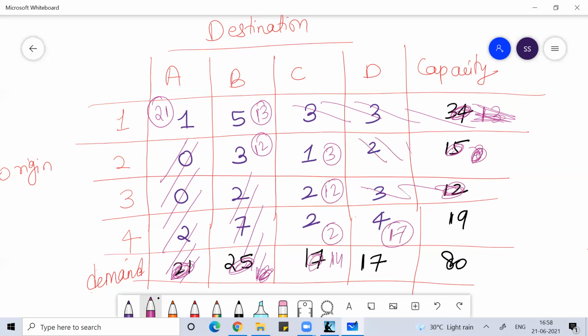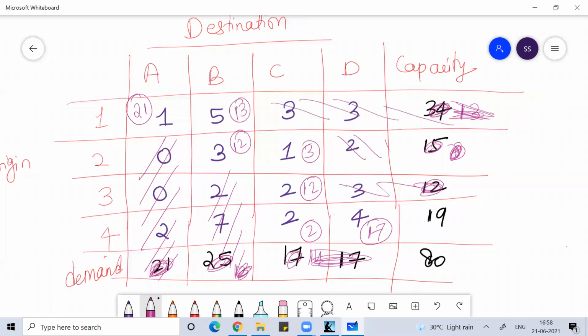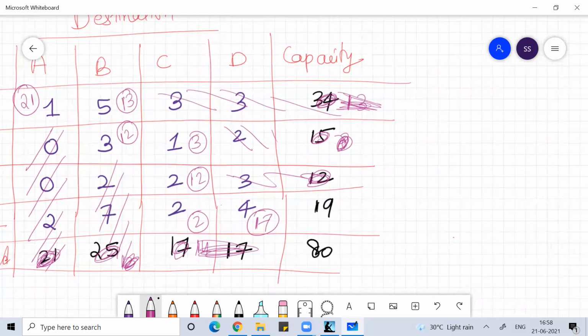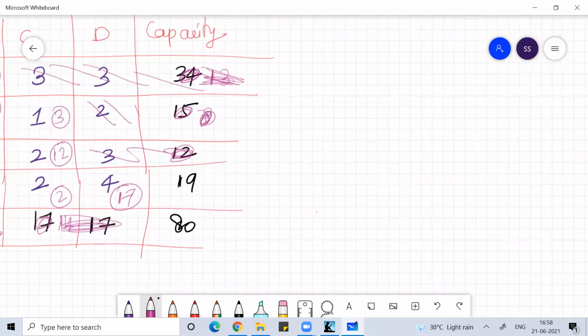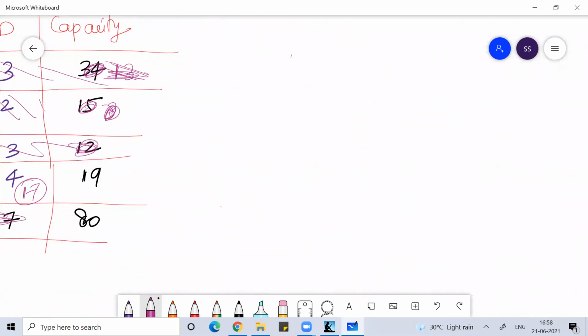Here also you have 1, 2, 3, 4, 5, 6, 7. I think this is done. We can find the total cost here, but that is not required until we know whether the solution is optimal or not. So let me write down the solution we get, then we'll do the test of optimality.